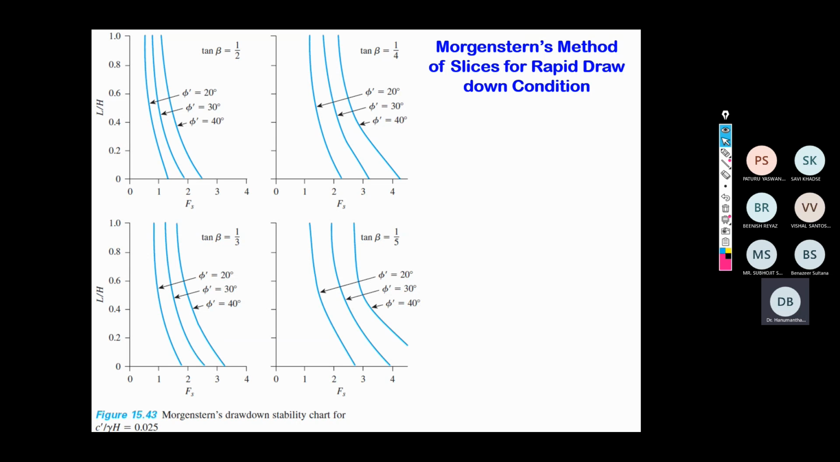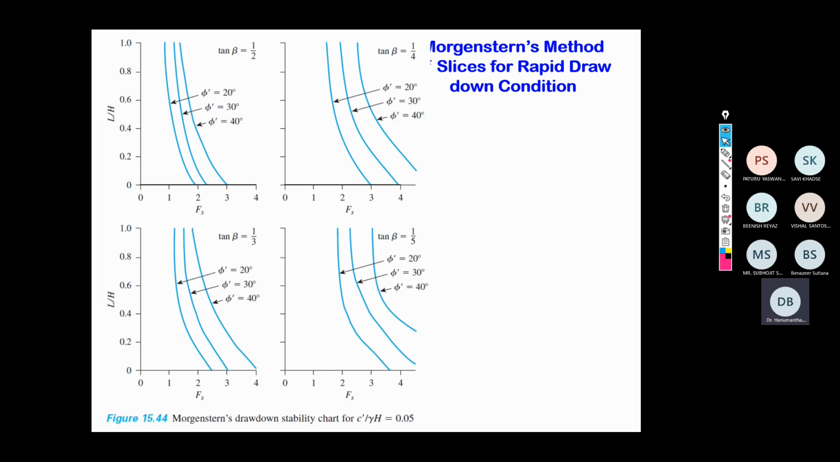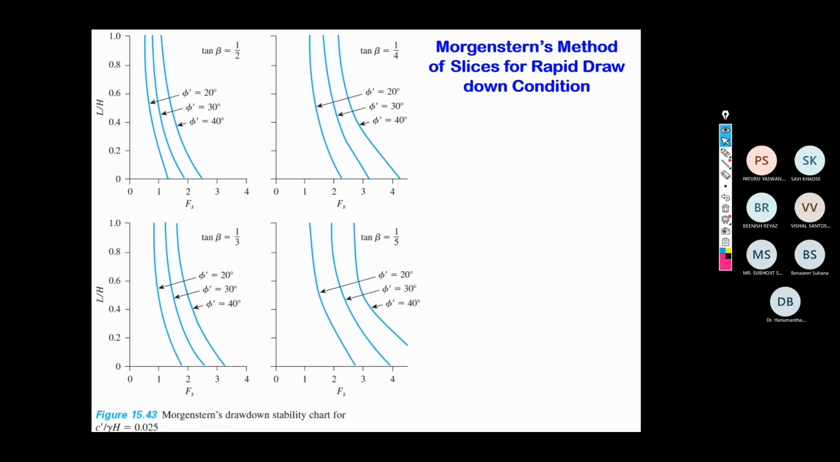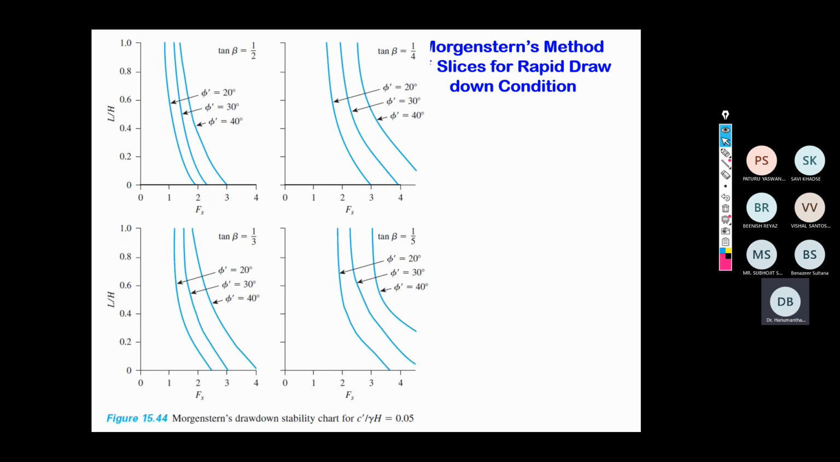Again, same thing. You need to do linear interpolation. There is no other go. Now this is for c dash by gamma H equal to 0.05. So he has given up to c dash by gamma H equal to 0, 0.0125, 0.025 and 0.05. I hope you should not be having any kind of confusion about where and how to use these graphs, especially to determine the factor of safety value for a slope subjected to the sudden drawdown condition.